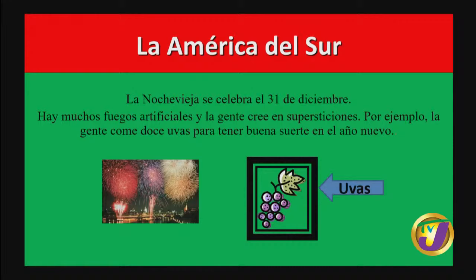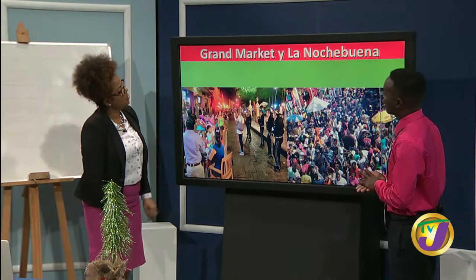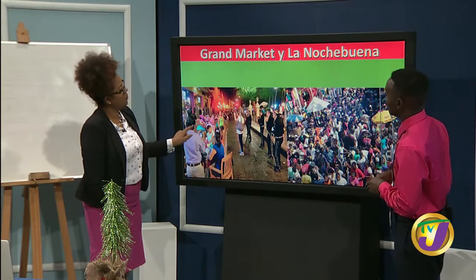Okay, so on the 31st of December, they have a lot of fireworks and a lot of superstitions, and eating 12 grapes. Right. Wow. Yes, people eat 12 grapes to be lucky for the new year. So the next one now, Grand Market y la Nochebuena.